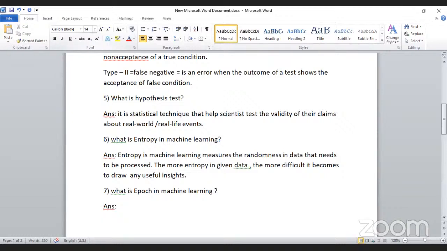What is epoch? I know the answer is a little lengthy, but in a short sentence you can reply in the chat box. Yes, anyone? What is epoch in machine learning? Yes, observations to train the algorithm.